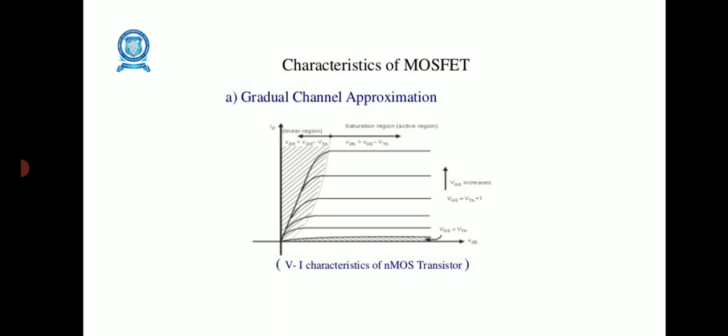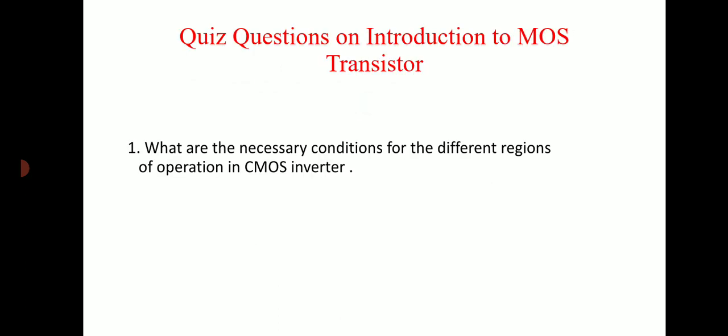When there is a change in VDS, then VS is equal to 0, and when VGS is greater than the threshold voltage, and VGD equal to VGS minus VDS is greater than the threshold voltage, you can see the saturation region, linear region, and cutoff region here.